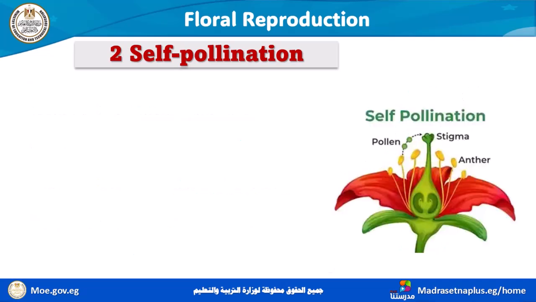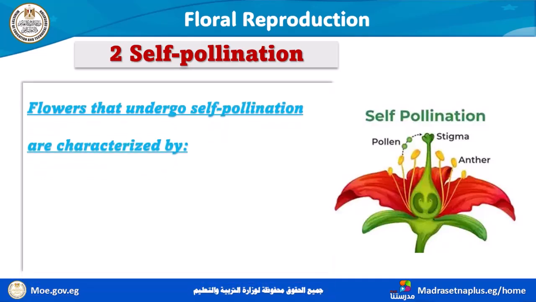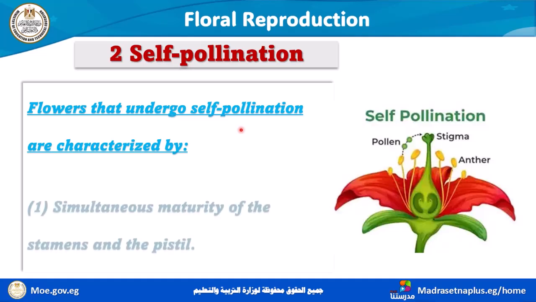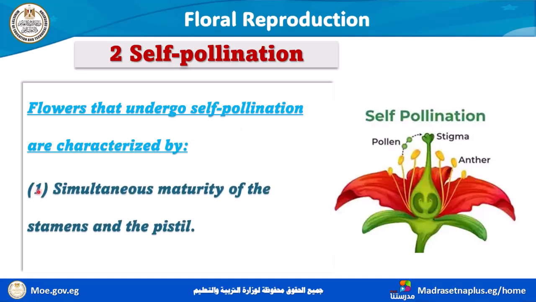Also, in case of self-pollination, flowers that undergo self-pollination are characterized by certain features. The first one, simultaneous maturity of the stamens and the pistils. They grow and mature at the same time.